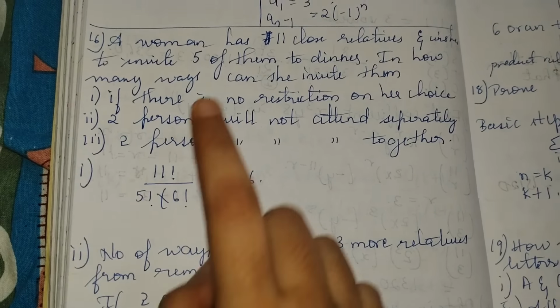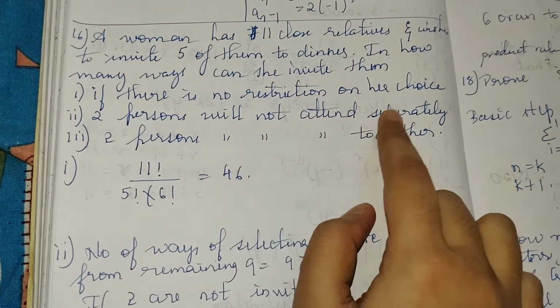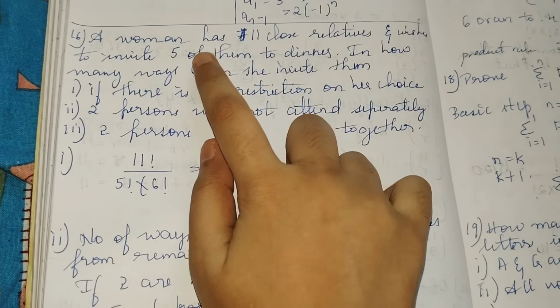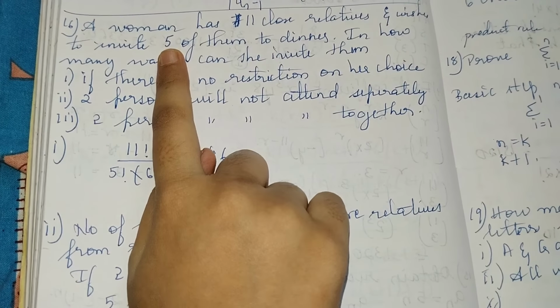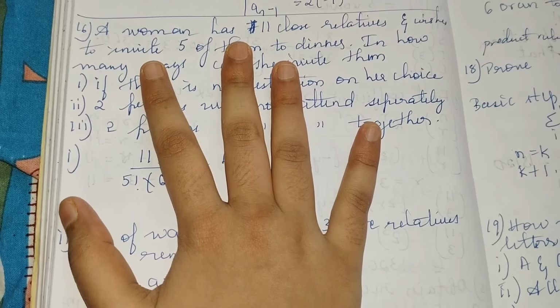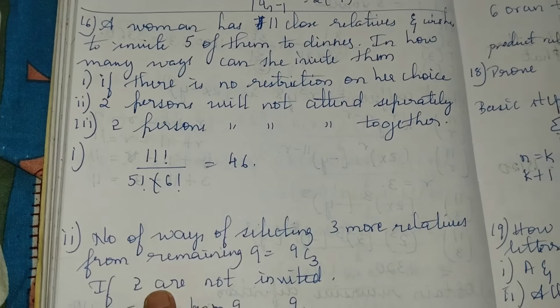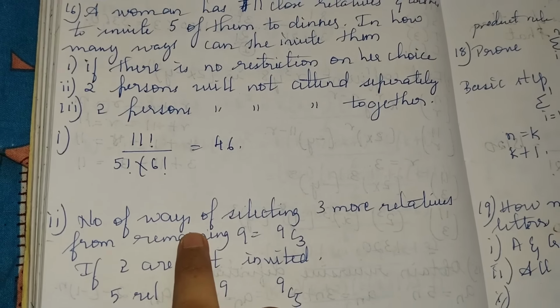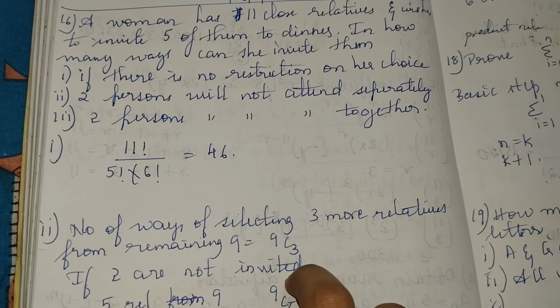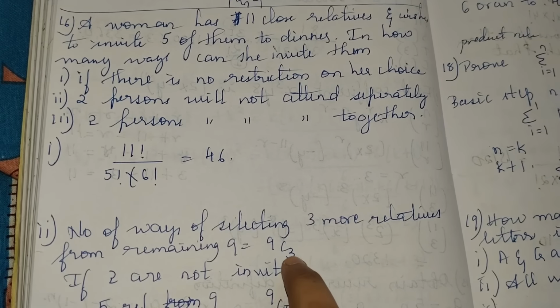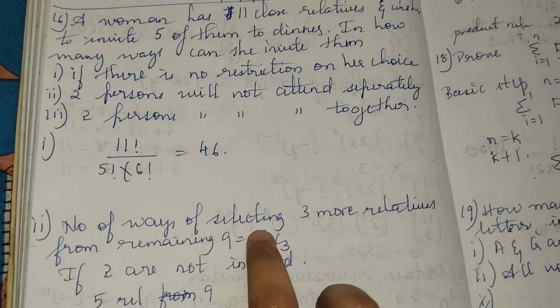Then the second one, 2 persons will not attend separately. She can invite only 5 of them. Among the 5, 2 of them will not attend separately, so 3 more relatives are remaining. So 9C3. I hope you get it. Why 9? Because 11 minus 2 is 9. So 9C3.